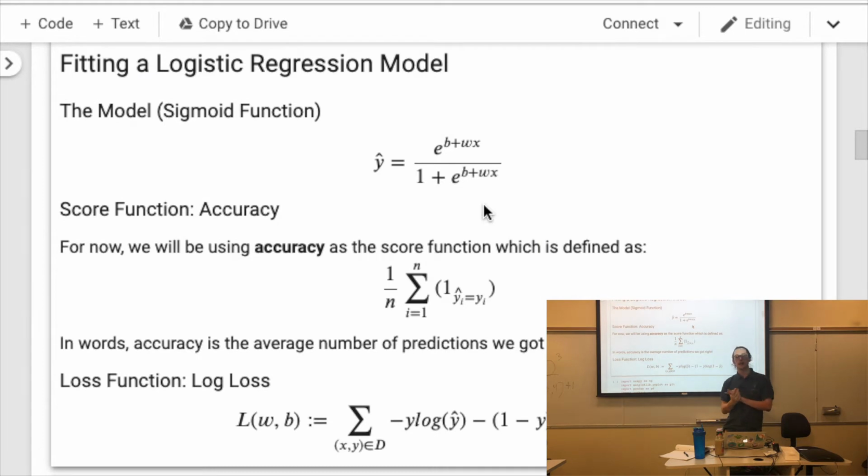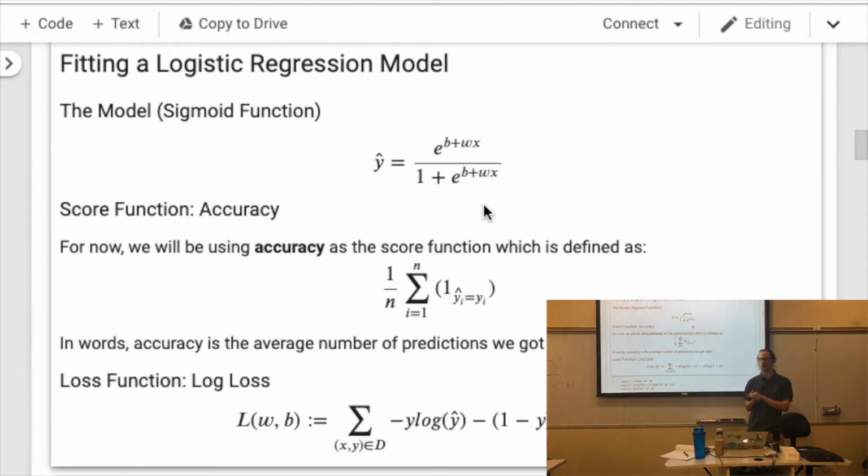So remember yesterday we talked about 2 score functions. Pop quiz. I'm going to call on you. What was one of the score functions? R squared. R squared. That's good. Can you tell me a little bit about R squared? R squared is between 0 and 1, and the closer to 1, the higher correlation that it has. Yeah, that's a great answer.